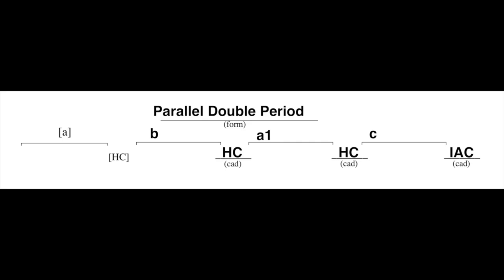Phrase letters were A, B, A prime, and C. We call this a parallel double period. It's a double period because the 2nd cadence, the half cadence, is weaker than the 4th cadence, the IAC. And it is a parallel double period because the 1st and 3rd phrase letters were both A and A prime.